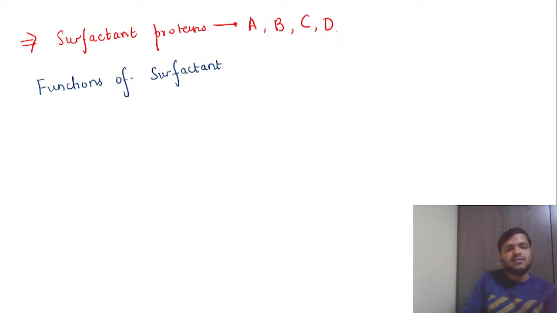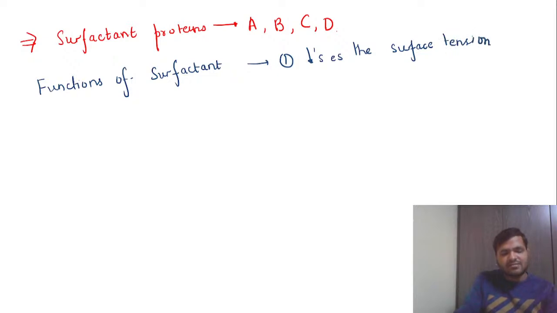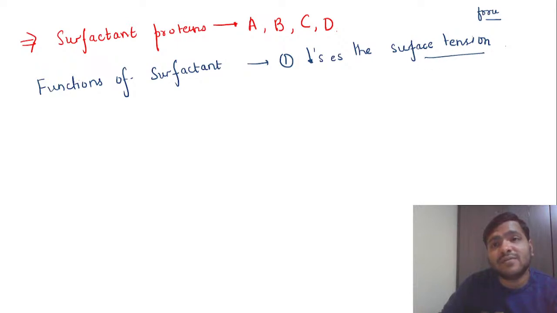Now the very first function: it decreases the surface tension. When I say surface tension, it is force per unit length. The high force will collapse the alveoli, so the surfactant is trying to decrease the surface tension.